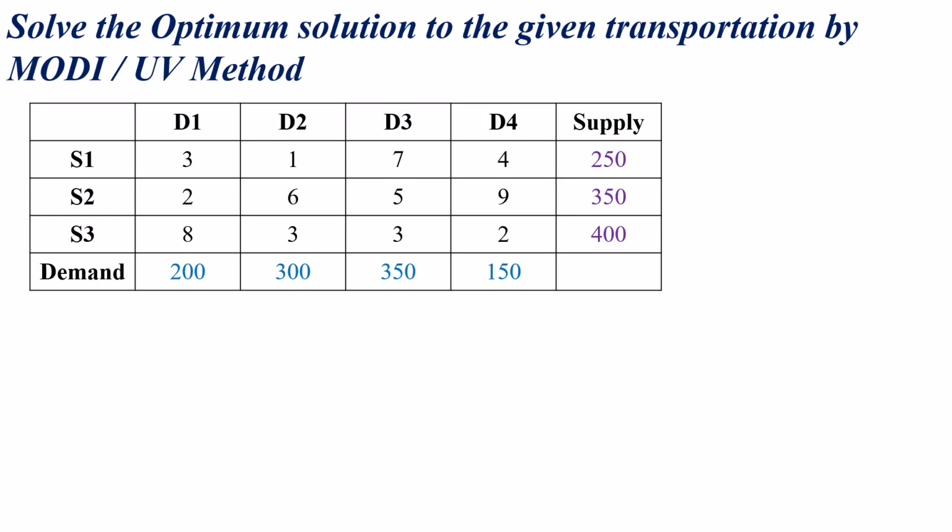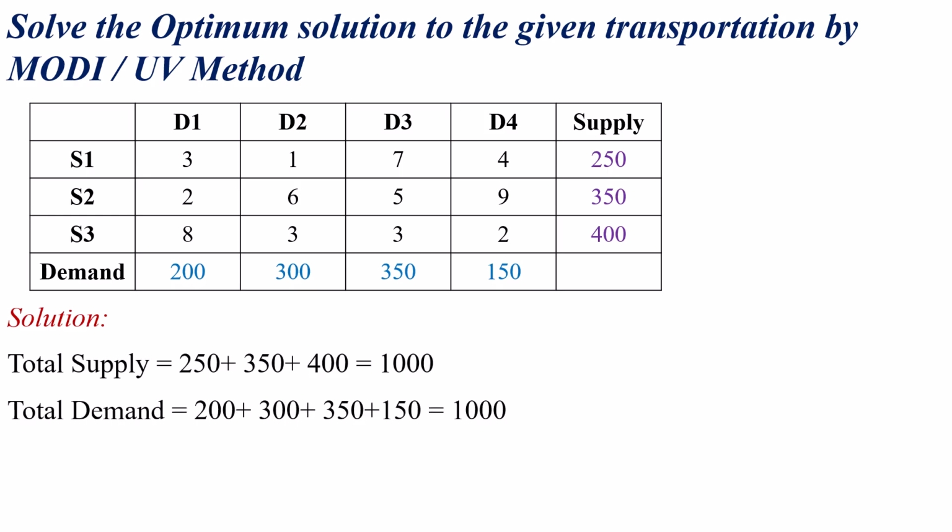Here, given are three supply centers S1, S2, S3 and four demand centers D1, D2, D3 and D4, and also given are the supply and demand values at the respective centers. Let's see the solution. First, observe whether the given transportation problem is balanced or unbalanced.